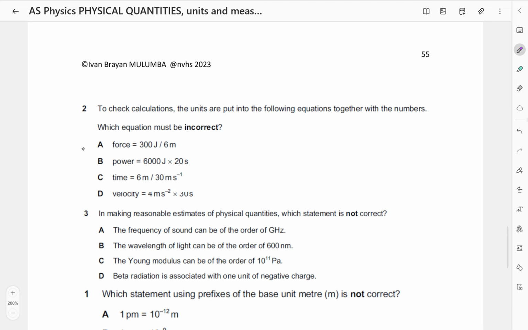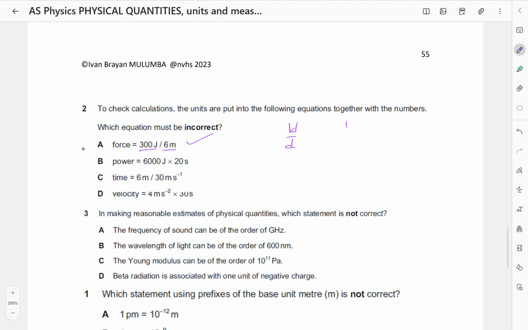To check calculations, the units are put into the following equations together with the numbers. Which equation must be incorrect? So force is 300 joules over 6 meters. Force, that means work done over distance. I think that is correct. Force can be work done over distance, because work done is force times distance.